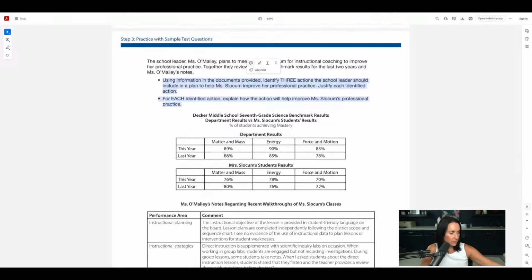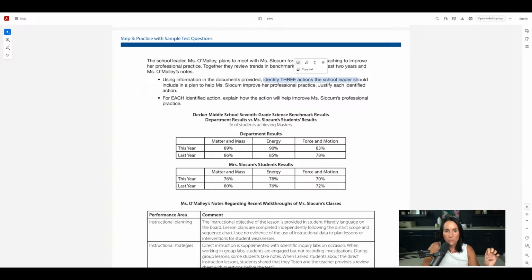Okay. And I have lots of writing prompts in my book and in my online course for you to practice with. But let's take a look at this writing prompt here. So we have our task: using the information in the documents provided, identify 3 actions the school leader should include in a plan to help Ms. Slocum improve her professional practice.